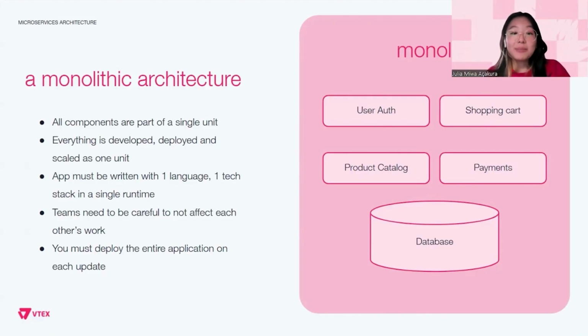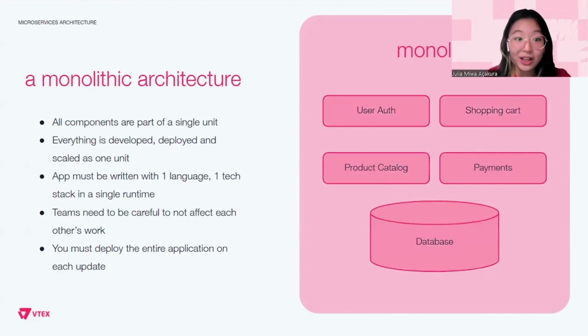Everything is developed, deployed, and scaled as one unit. This means that the application must be written in one single language with one technology stack with a single runtime. And if you have different teams working on different parts of the application, they will need to coordinate to make sure they don't affect each other's work. Also, if developers change code for the payment functionality, for instance, you will need to build the whole application and deploy it as one package. You can't just update and deploy this part of the code separately.